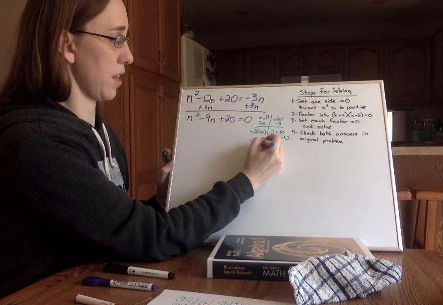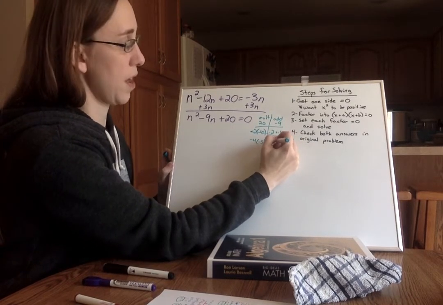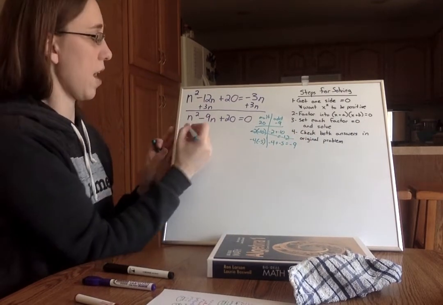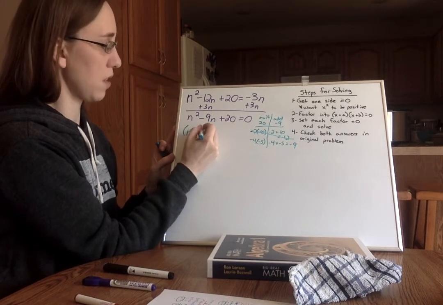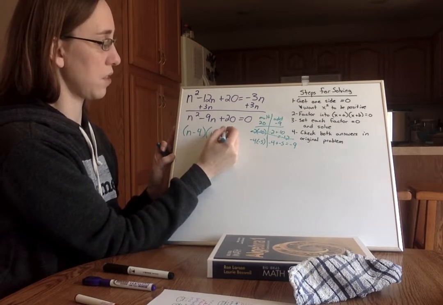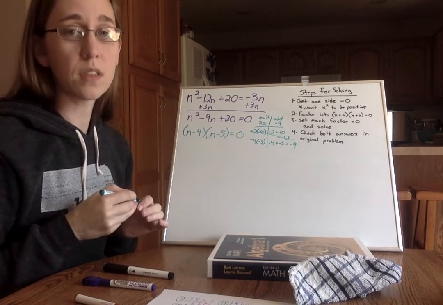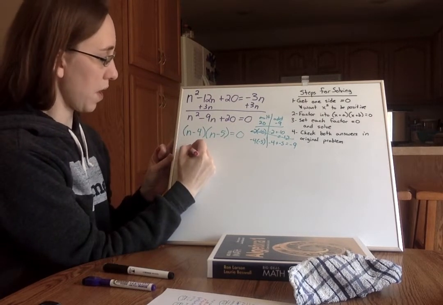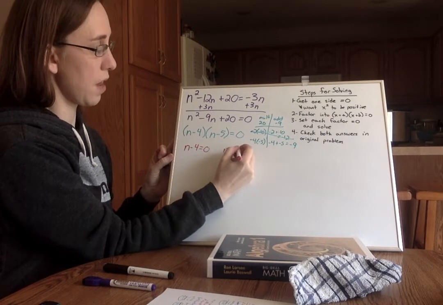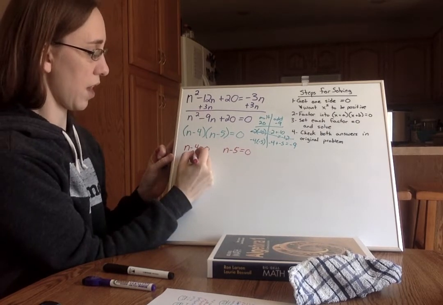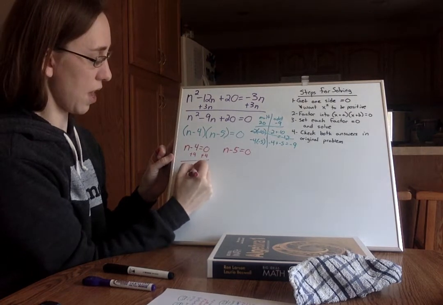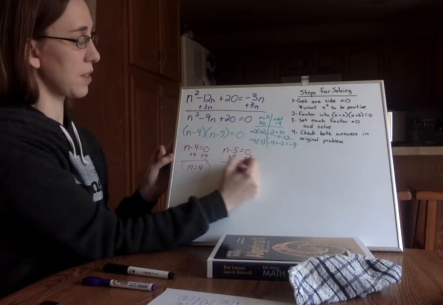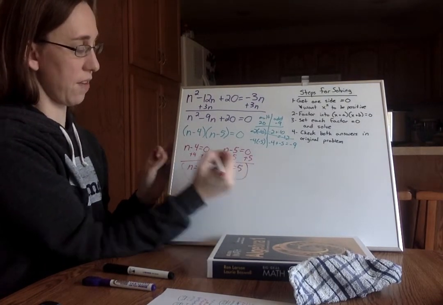Okay, negative 4 times negative 5. That's a positive 20. Negative 4 plus negative 5 equals negative 9. There's our numbers, negative 4 and negative 5. So n minus 4, n minus 5, and it still equals 0. Remember, this is an equation. We have to keep that equals and what it actually equals to. Now we break it up. n minus 4 equals 0. n minus 5 equals 0. So we're going to add 4 to both sides, and we get n equals 4 as our first answer. Here we're going to add 5 to both sides, and we get n equals 5 as our second answer.